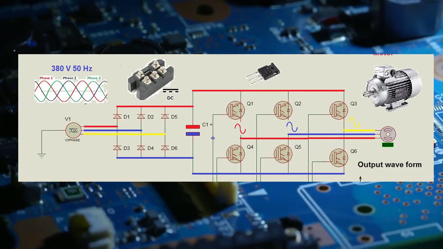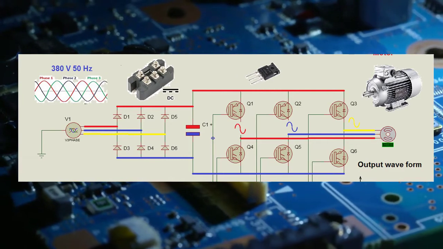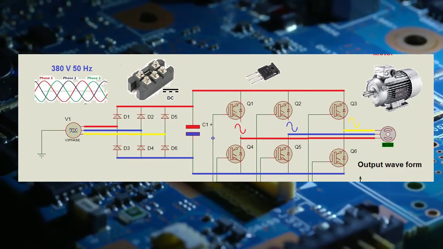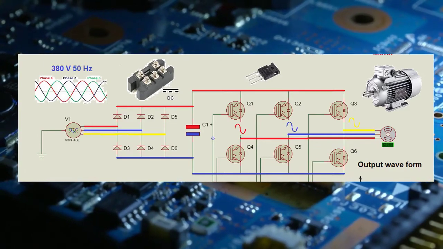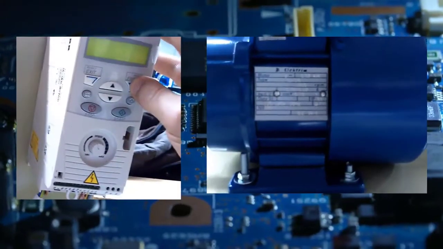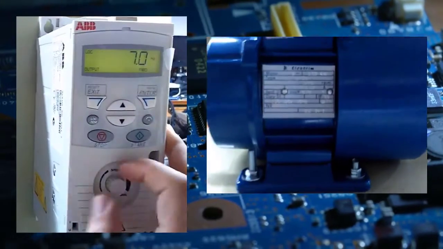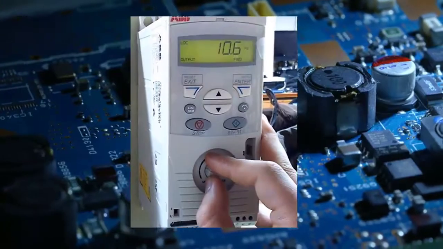So now at the output we have a more clean and nice signal. And now this signal is passed through the inverter, where we have IGBTs or transistors, and the role of these IGBTs and transistors is to convert that signal back to AC. And now this AC signal is ready for your motor to use.